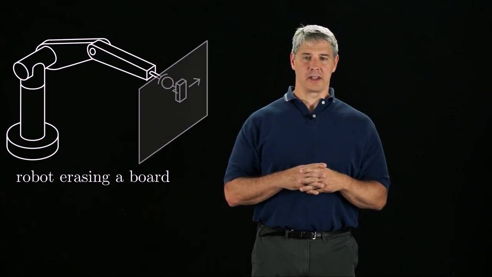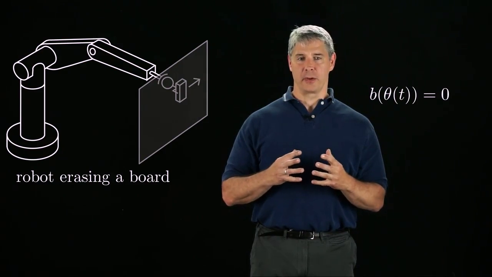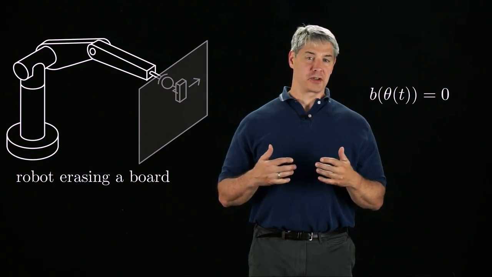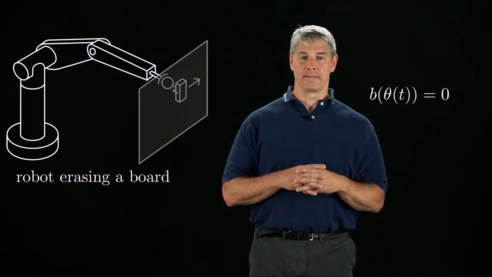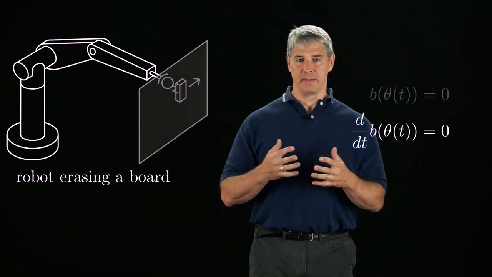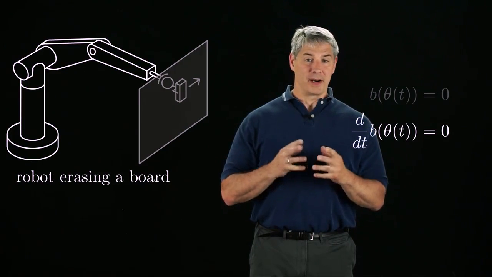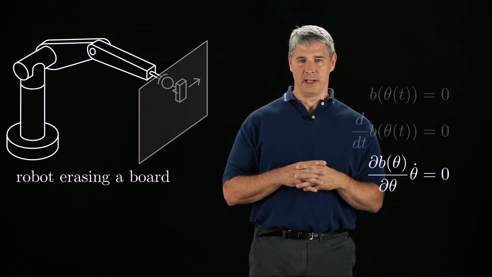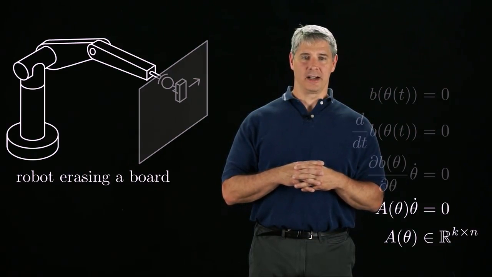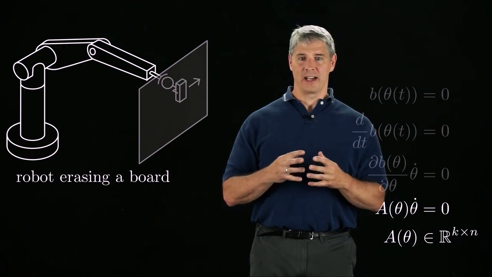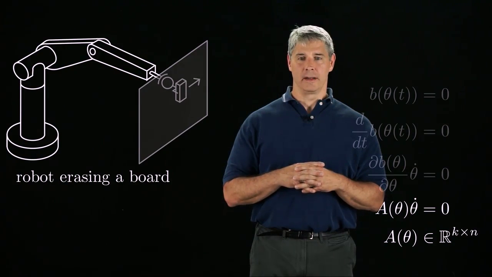We can write the constraints on the robot configuration as the vector equation b(θ(t)) = 0. These configuration constraints keep the eraser pressed against the board. Since these constraints are satisfied at all times, the time derivative of b must also be 0. By the chain rule, the time derivative can be expressed as the matrix of partial derivatives of b with respect to θ times θ dot, or A(θ) θ dot for short, where the A matrix is k by n, representing k velocity constraints on the n joints of the robot.